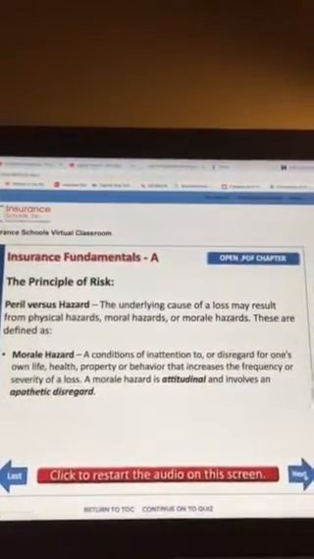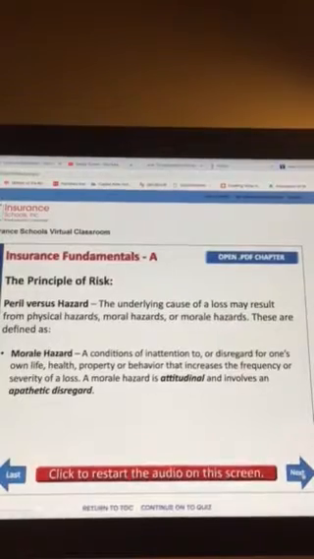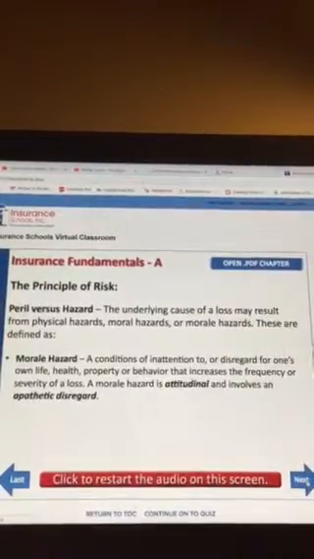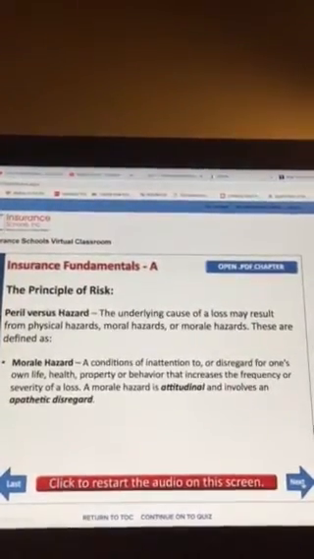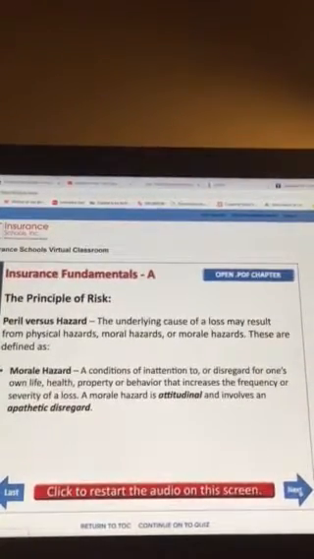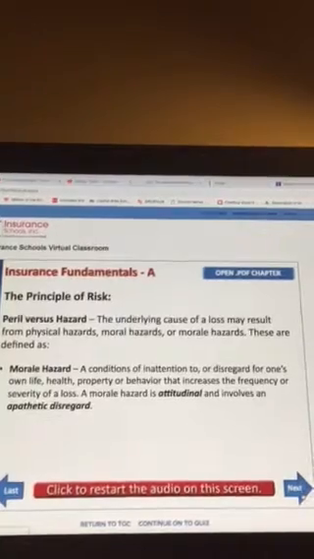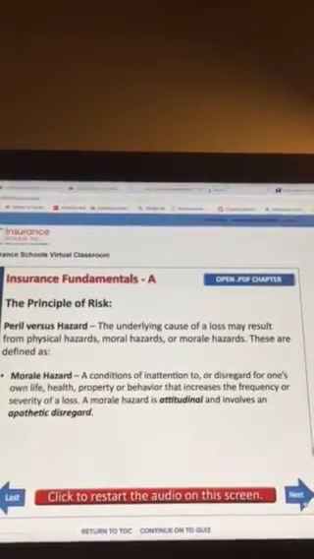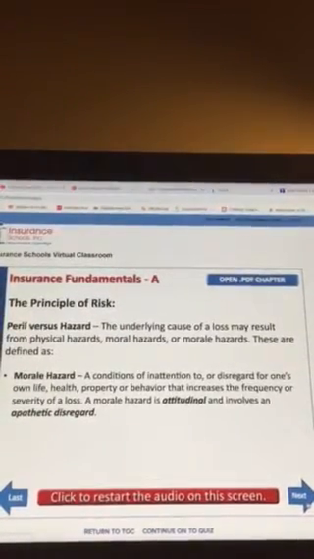A morale hazard is a condition of inattention to, or disregard for, one's own life, health, property or behavior, that increases the frequency or severity of a loss. A morale hazard is attitudinal, and involves an apathetic disregard. Just remember that when morale is low, apathy is high.